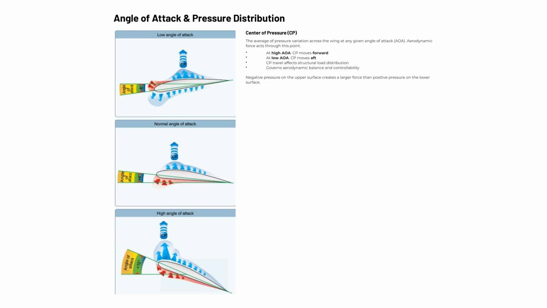It's also worth noting that the lift generated by negative pressure on the upper surface is considerably greater than the positive pressure contribution from the lower surface. This means the suction effect above the wing is doing the majority of the work. Understanding CP travel is essential for appreciating why aircraft behave the way they do at varying flight attitudes, and it lays the groundwork for understanding aerodynamic stability, which we'll be building on as we move forward.